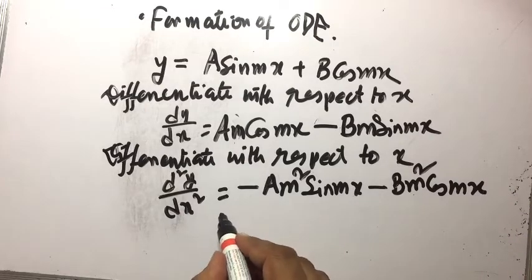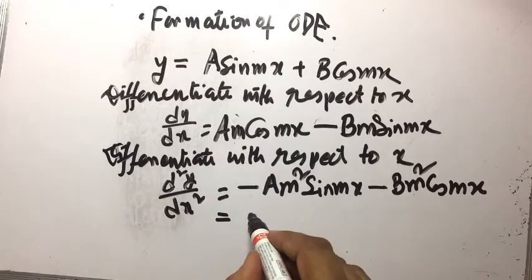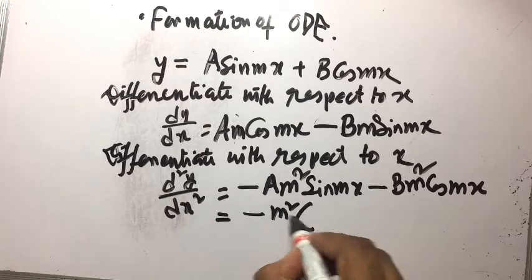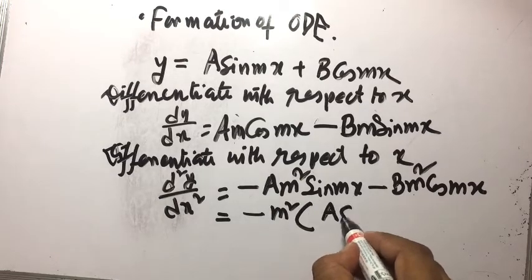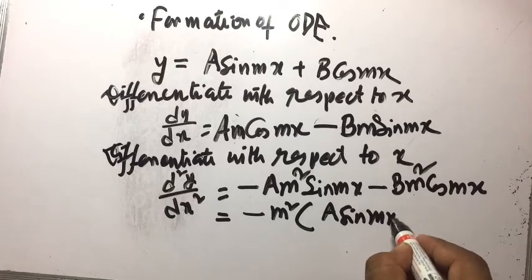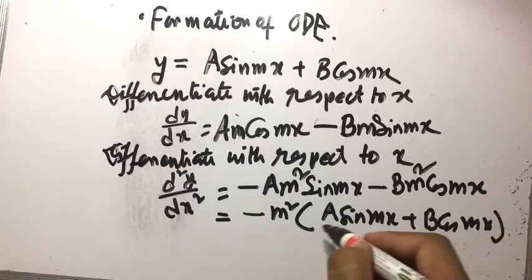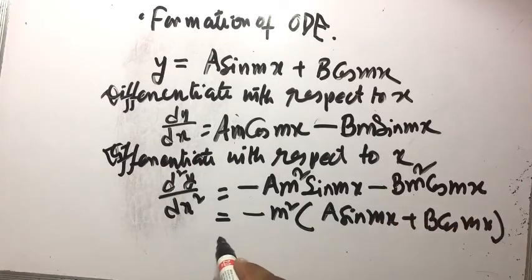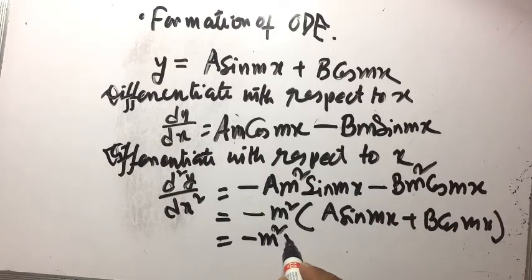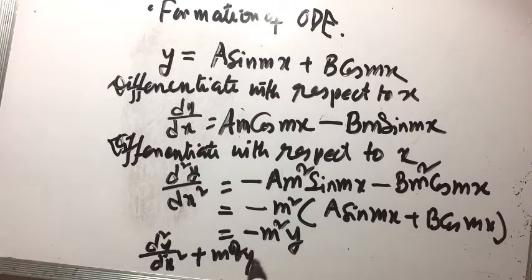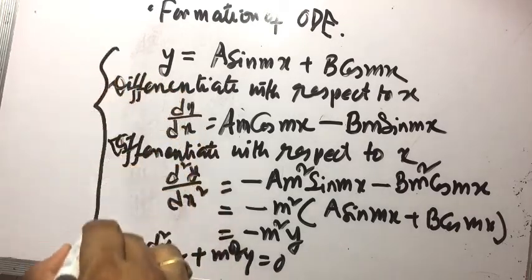Now if you take m square common, and minus, we get a sin mx plus b cos mx, and this is the given y. So we can say this one is m square y, and d square y by dx square plus m square y equals 0. So this is the formation of an ordinary differential equation.